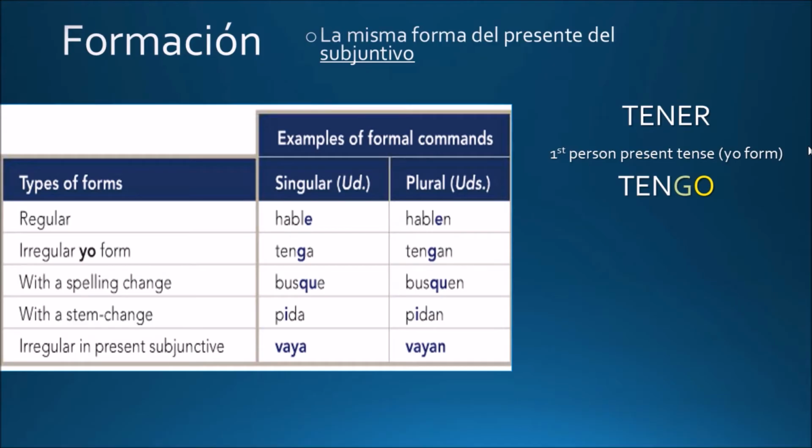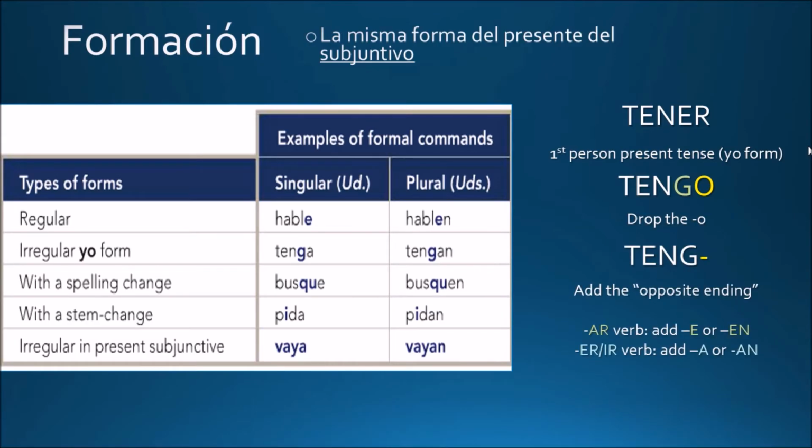But now we just follow the same process. Drop the O. We're left with this stem. And then we'll add the opposite ending. So since tener is an ER verb, we're going to add a for usted and an for ustedes. So tenga. Tenga is the formal command for usted, for one person. Tengan ustedes. Tengan.